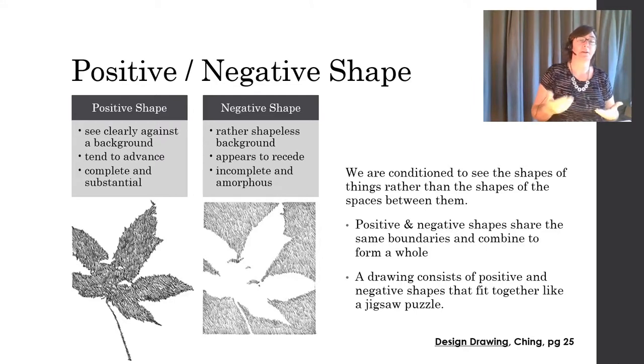Let's talk about some of the differences here. Let's compare and contrast. A positive shape you can see clearly against a background, whereas a negative shape usually is kind of a shapeless background. The positive shape will tend to advance in your field of view, and a negative shape might recede. The positive shape will be complete. It will be substantial, and it will define a specific shape. The negative shape tends to be incomplete and might feel amorphous. Right? So any drawing that you do, I'm just going to reiterate here, is going to have both positive and negative shapes.